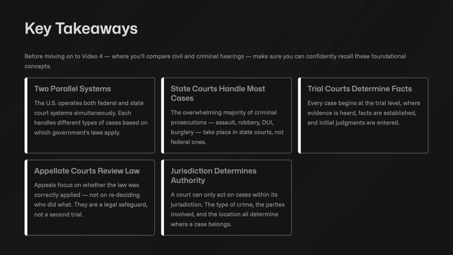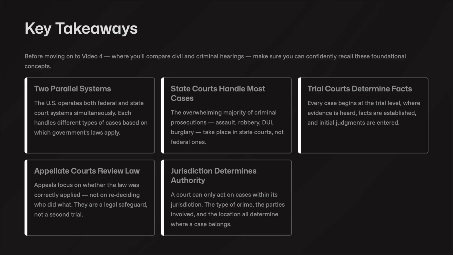Let's review today's lesson. The United States has two primary court systems, state courts and federal courts. Most criminal cases are prosecuted in state courts because they involve violations of state law. Federal courts hear cases involving federal statutes, constitutional issues, and matters assigned to the federal government. Every case begins in trial court, where evidence is presented and facts are determined.